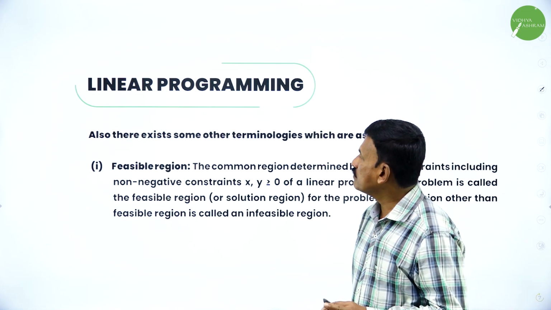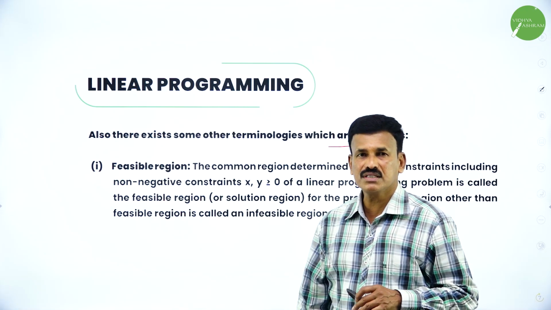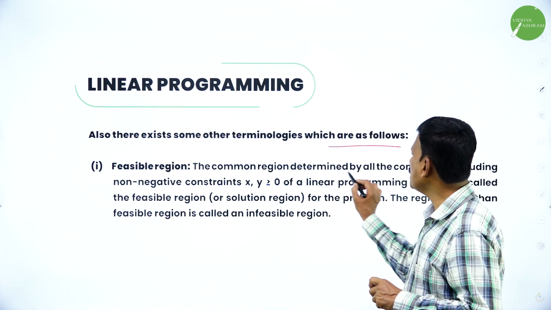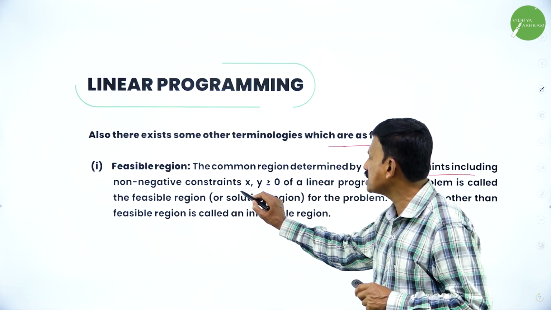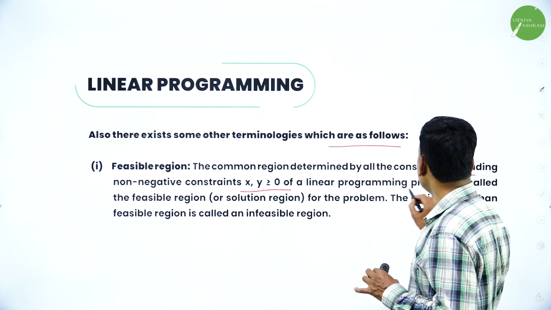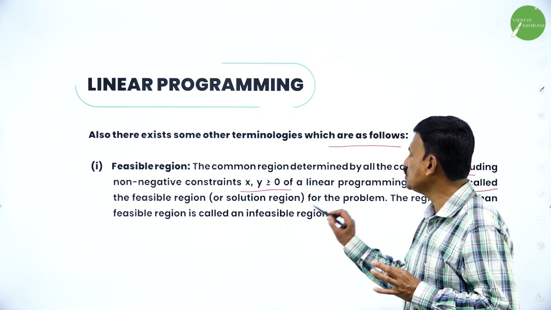Now, there are also some important terminologies or definitions. What are these definitions? Feasible region. Feasible region means the common region determined by all the constraints, including the non-negative constraints x, y greater than or equal to 0, of a linear programming problem. It is called the feasible region or solution region.